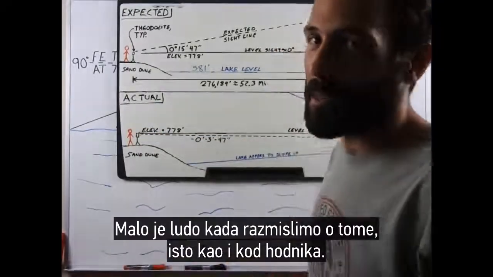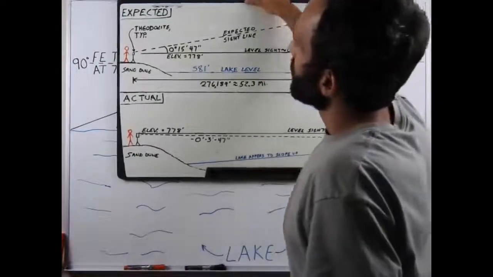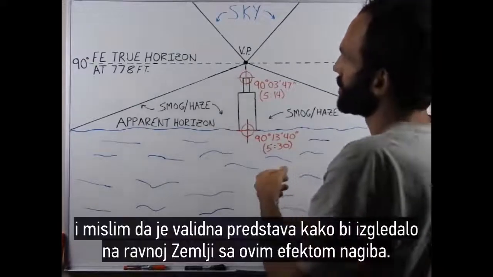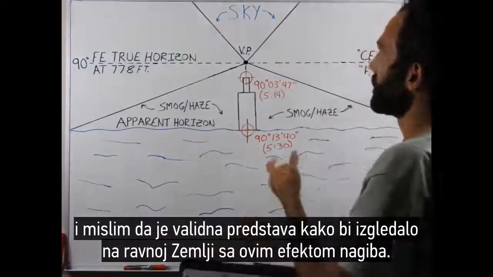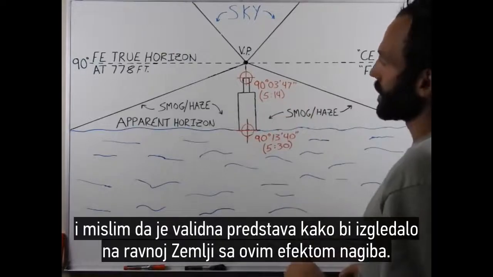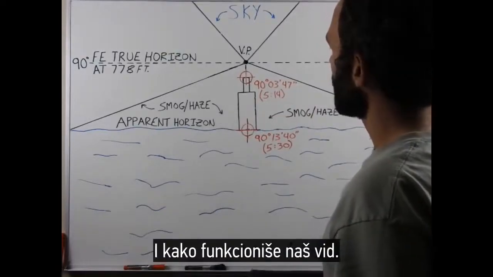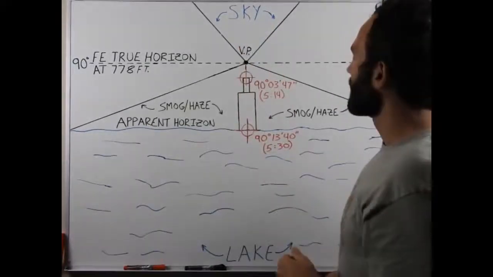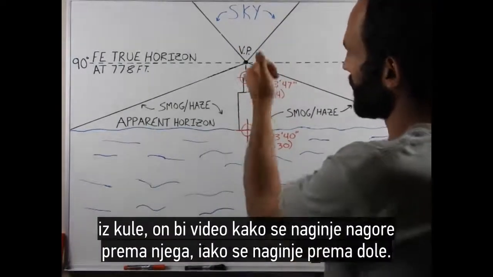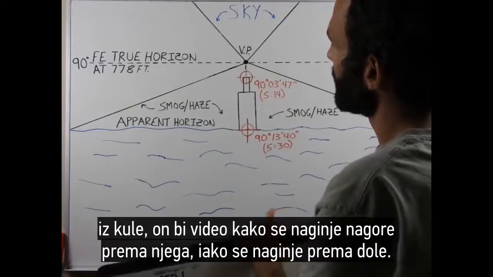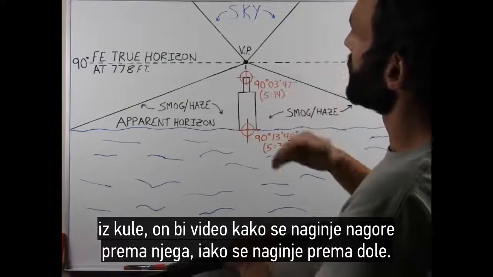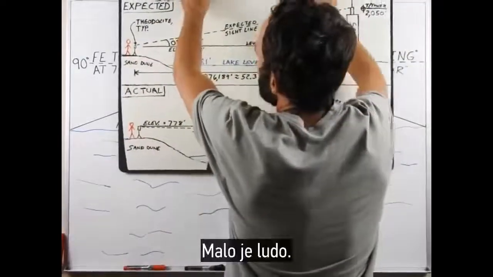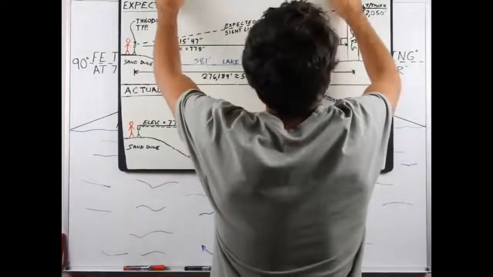Kind of crazy to think about, just like the hallway. Because this would be his view. Assuming a flat Earth, then I think this is a valid depiction of what it would look like on a flat Earth with this sloping effect and how our vision works. So he would see this thing sloping up out of the tower, even though he would see it sloping up towards him, even though it's sloping down. Kind of crazy.